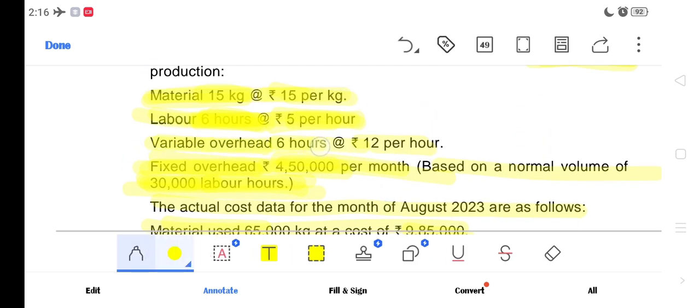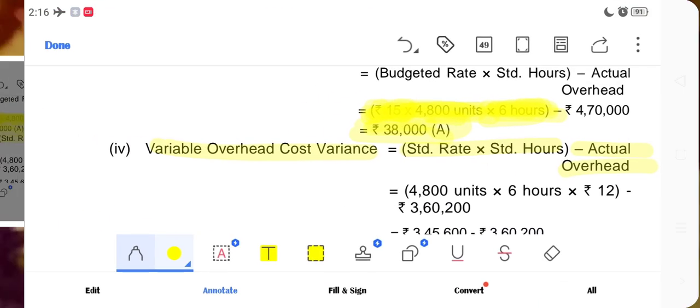So what he said, variable overhead 6 hours at the rate of 12 per hour. So per unit 6 hours is required and per hour they're charging 12. If per unit 6 hours is required, how many hours for 4,800 units? 4,800 into 6 you do, right?